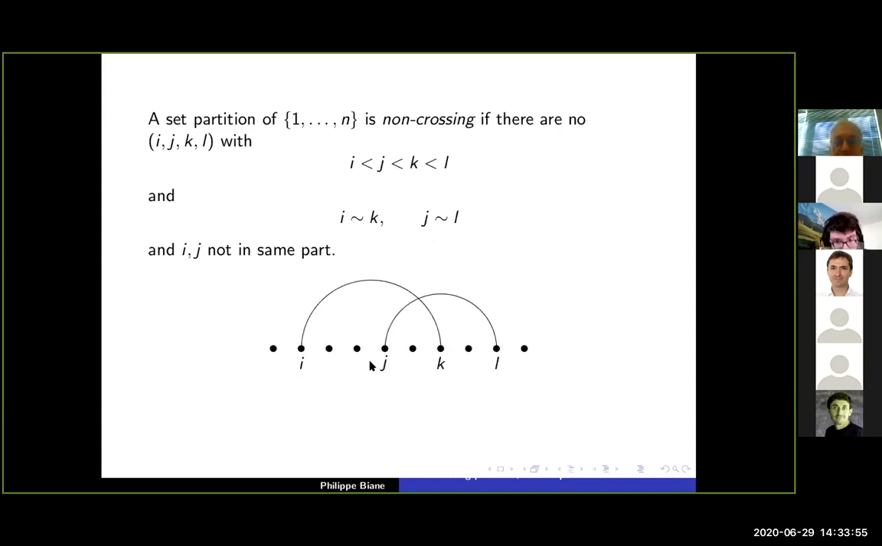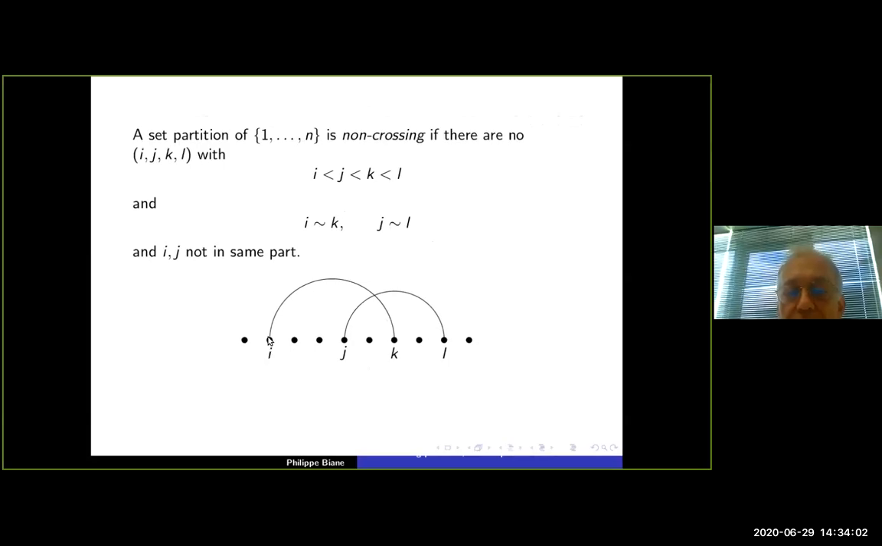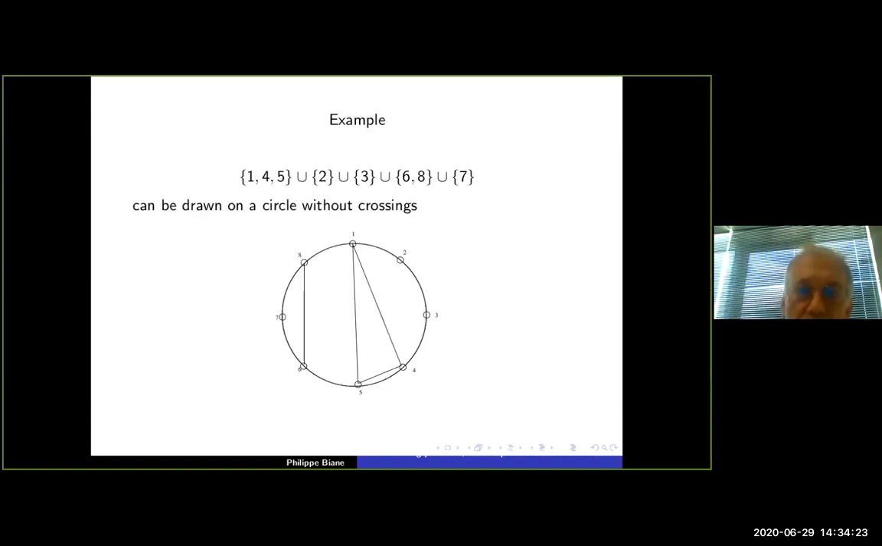So you have i, j, k, l in this order. j and l are in the same part, i and k are in the same part. And you see that when you draw semicircles joining them, they have to cross at some point. So this is what you want to avoid. A set partition is called non-crossing if, when you join the consecutive points in a part, there is no such crossing. Here is an example, this partition of numbers from 1 to 8.